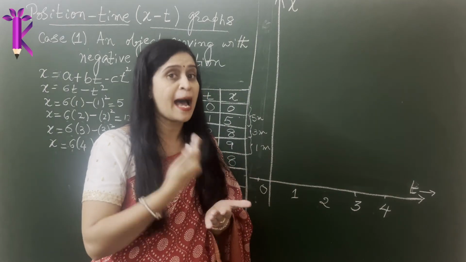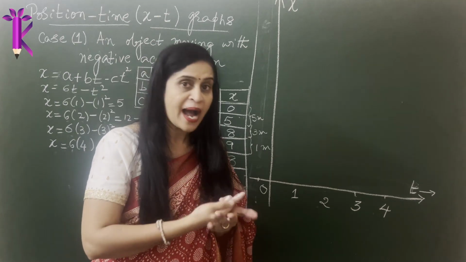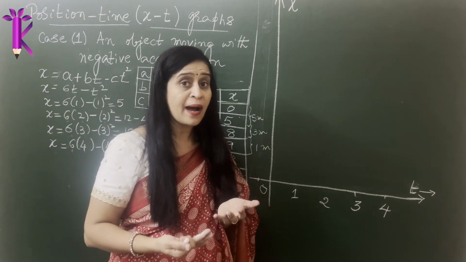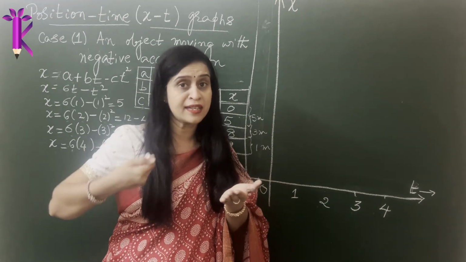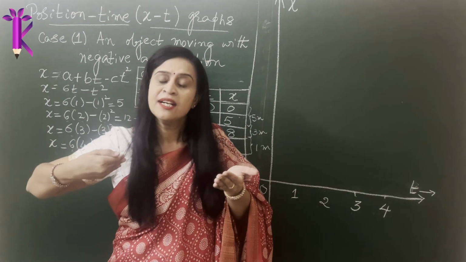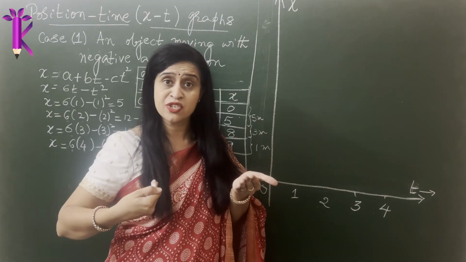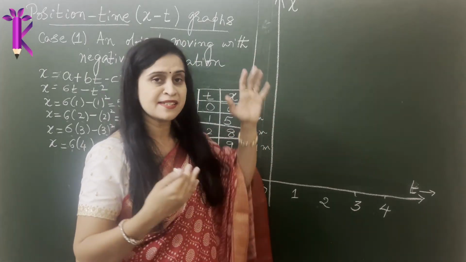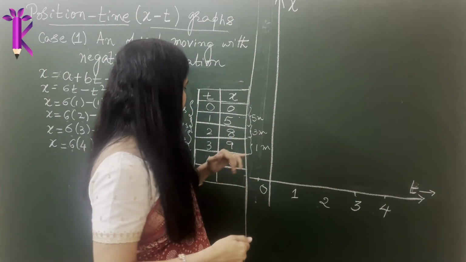Now this is what happens when you have an object moving with negative acceleration. The speed goes on decreasing and then almost comes to a halt and then starts going in the reverse direction. That is what happens. When we plot the graph, it will be even more clear.